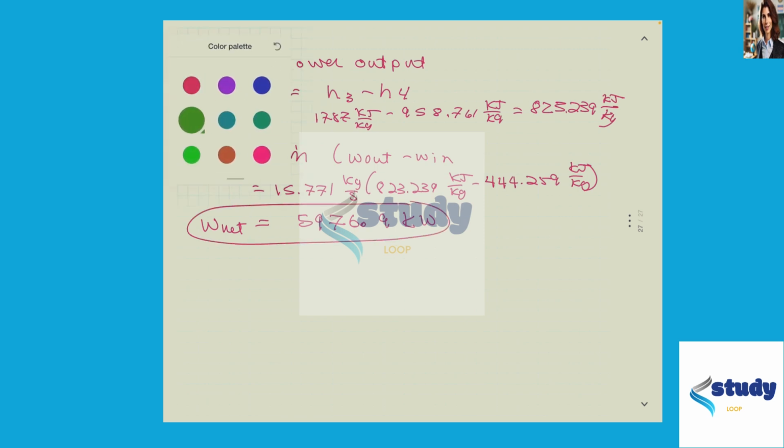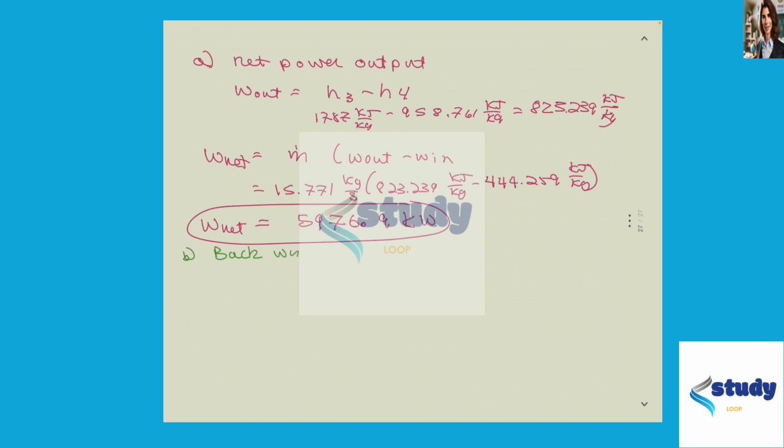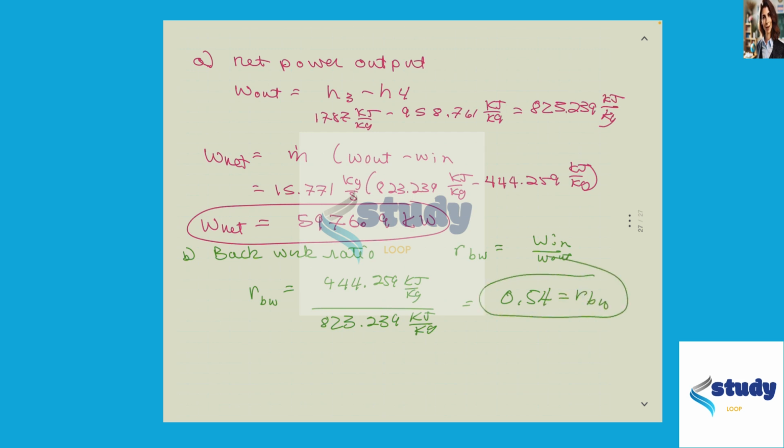B asks us to find the back work ratio. And that will be 444.259 divided by 823.239. This will equal 0.54. Okay.